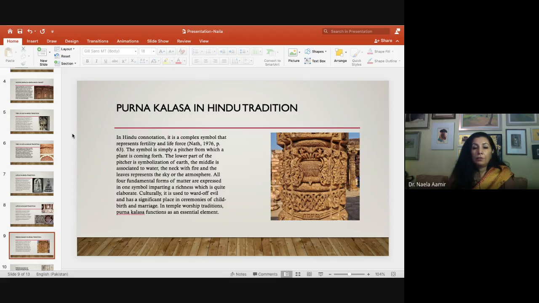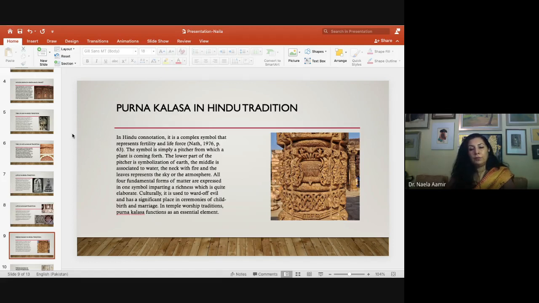The lower part of the picture is symbolization of earth. The middle is associated to water, the neck with fire, and the leaves represent the sky or the atmosphere. All four fundamental forms of matter are expressed in one symbol, imparting a richness which is quite elaborate. Culturally, it is used to ward off evil and has a significant place in ceremonies of childbirth and marriage.